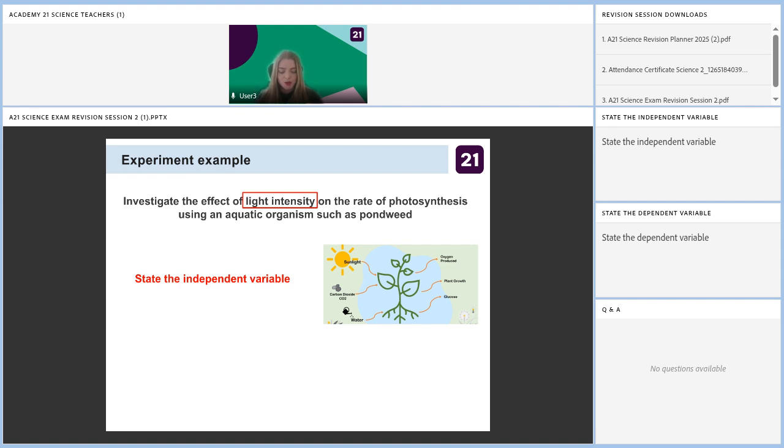Okay, so the dependent variable then, remember this is the one we're measuring for our results for the experiment. This is going to be the rate of photosynthesis. So this is what we'd actually write down as our results.